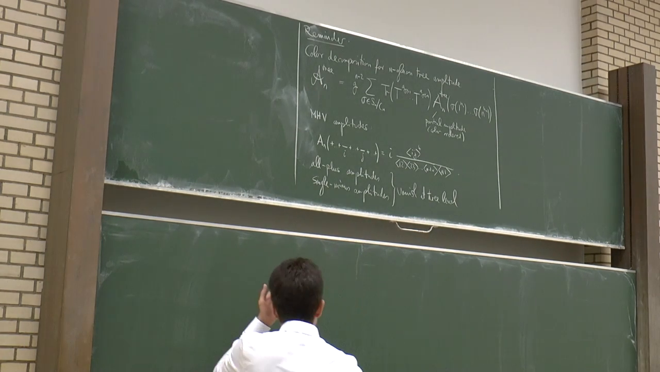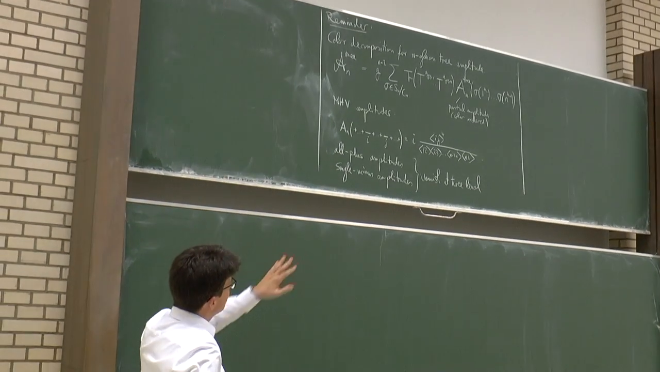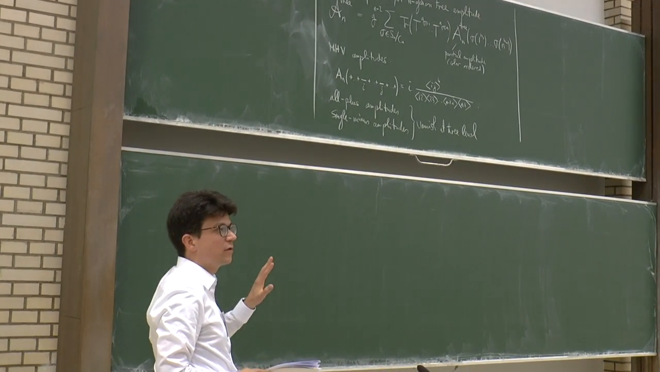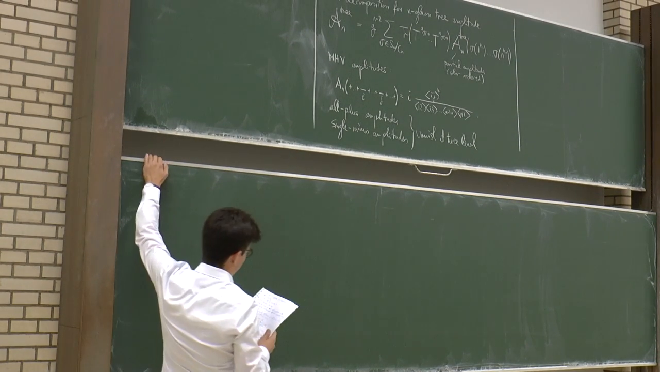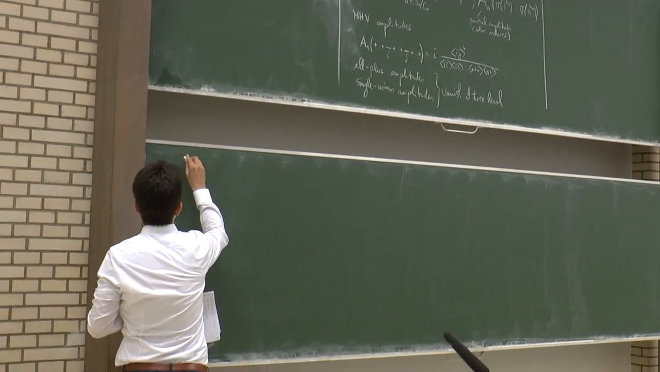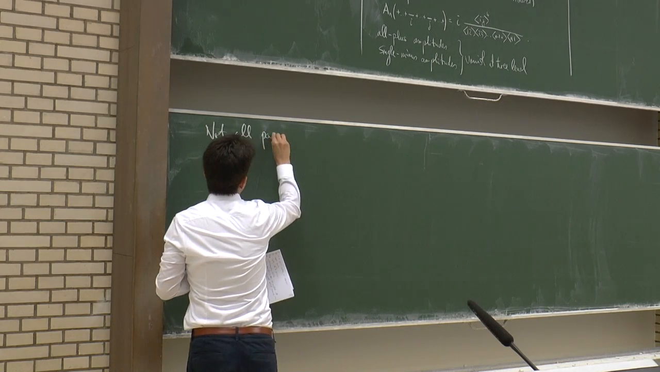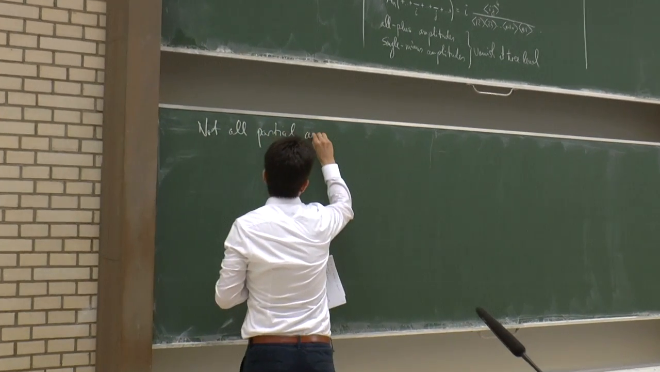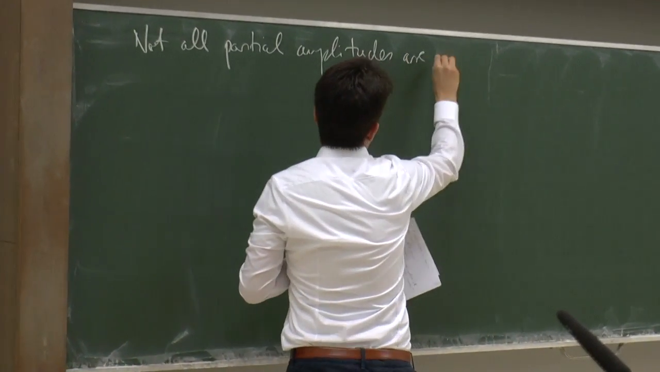let me continue. So the first thing I'd like to comment on is the partial amplitudes. I just told you that in fact not all of them are independent. So let me comment on certain relations that exist. So not all partial amplitudes are independent.